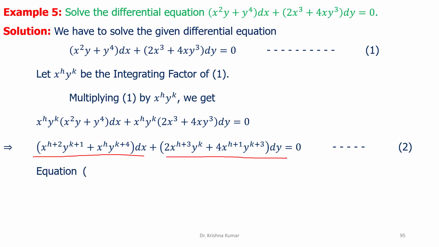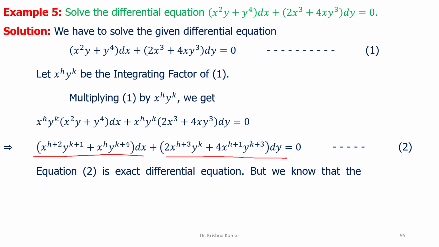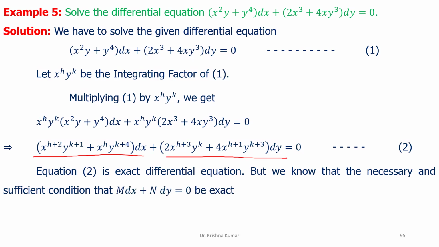Now we know equation 2 is an exact differential equation, and the necessary and sufficient condition for M dx + N dy = 0 to be exact is ∂M/∂y = ∂N/∂x. So let us find the values of ∂M/∂y and ∂N/∂x.